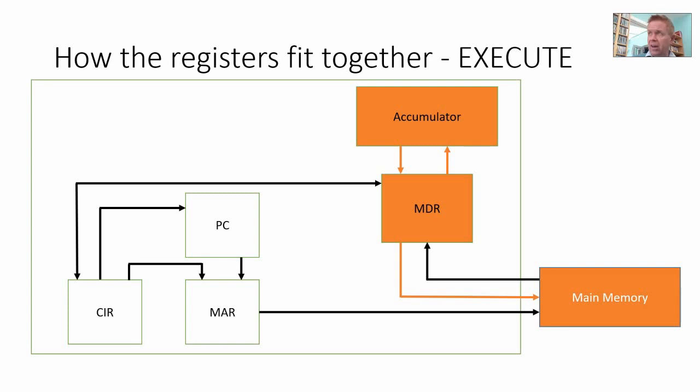Now, in the CIR, we have what's called an opcode, and an opcode also has an operand. And the opcode is the instruction, and the operand is the thing to be instructed upon. So let's say, for example, that it was an operation where we add two values together. Well, one value might already be in the accumulator from the previous instruction. And so the instruction in the CIR might be add a number.